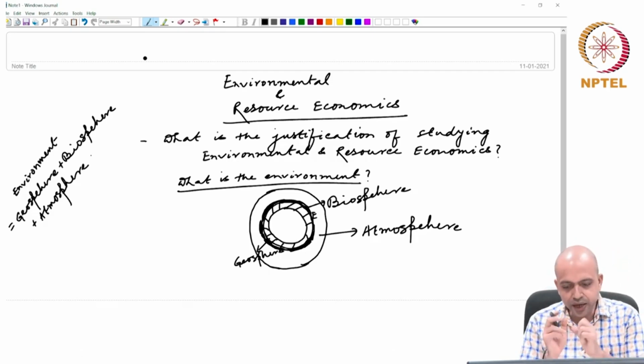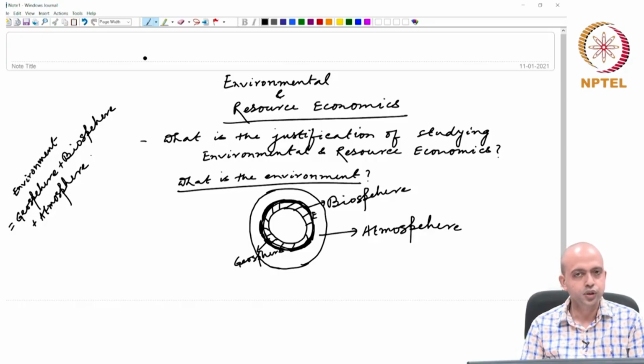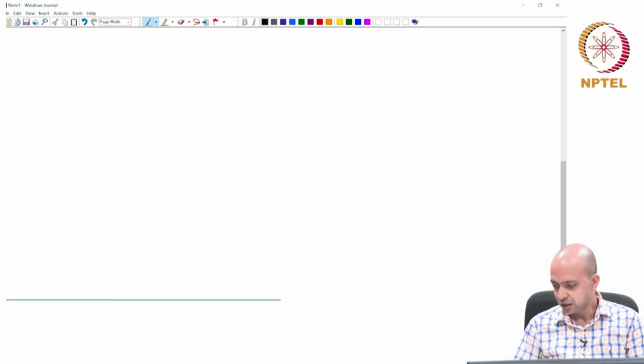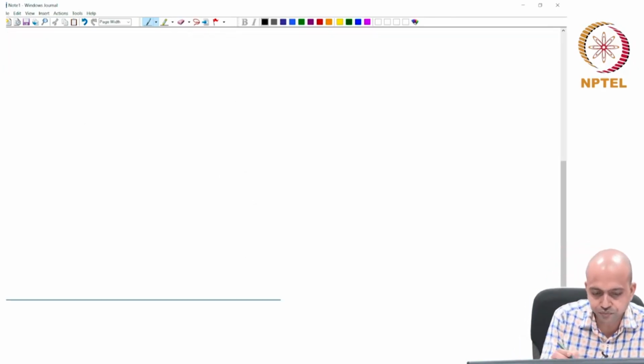So, this is the idea of environment, and then we will try to understand what is basically the economy. What is basically the economy?